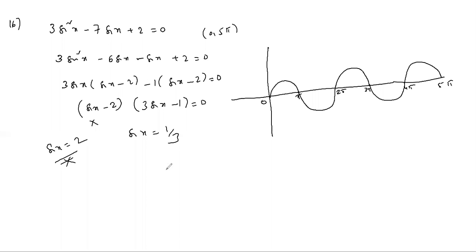Next, what is the value? 1 by 3. Y equals 1 by 3. Maximum value 1, you know. So 1 by 3 is somewhere between 0 and 1 on the horizontal line. If you draw the horizontal line, how many times can it intersect? 1, 2, 3, 4, 5, 6. So the number of solutions is 6. Understand?